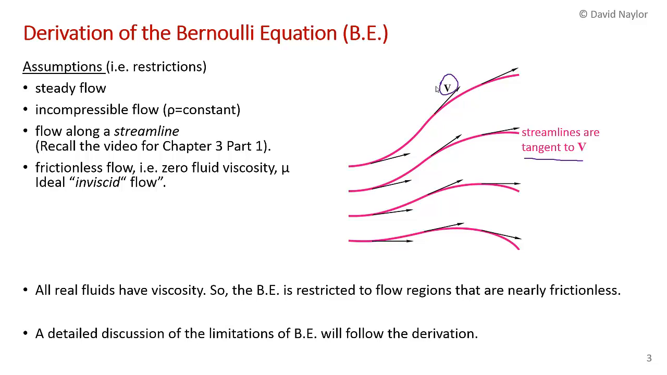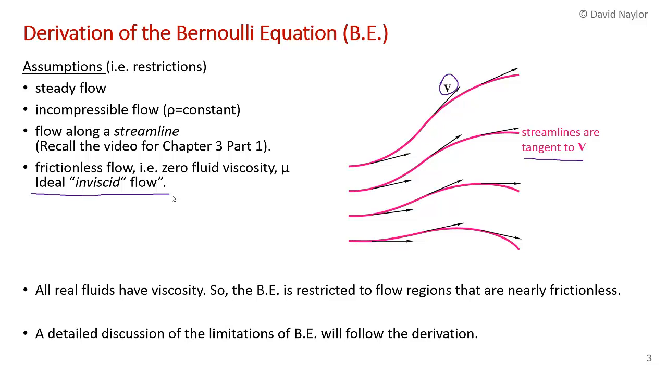The other assumption in the derivation of Bernoulli's equation, and this is a very important one, is that the flow is frictionless. So it really only applies to fluids that have no viscosity. So it really applies to so-called inviscid flow. And the word inviscid refers to a fluid that has no viscosity.